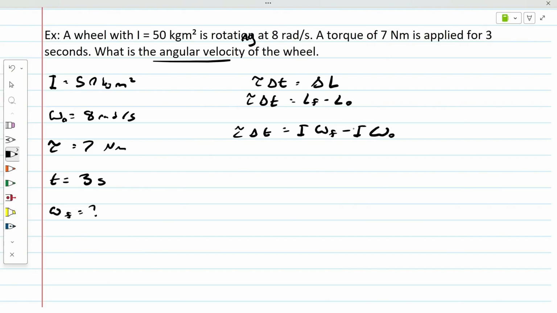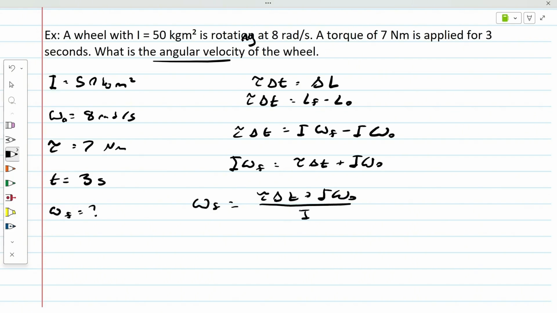And so now we can go ahead and rewrite this equation to get the final angular velocity by itself, like this. Okay, and if we rewrite this, we get that the torque times change in time plus the I omega over I. And so now we've rearranged it, we can plug in our variables. So we have 3 seconds. And so we were given all of these, so we don't have to do anything special. We can just plug them in.